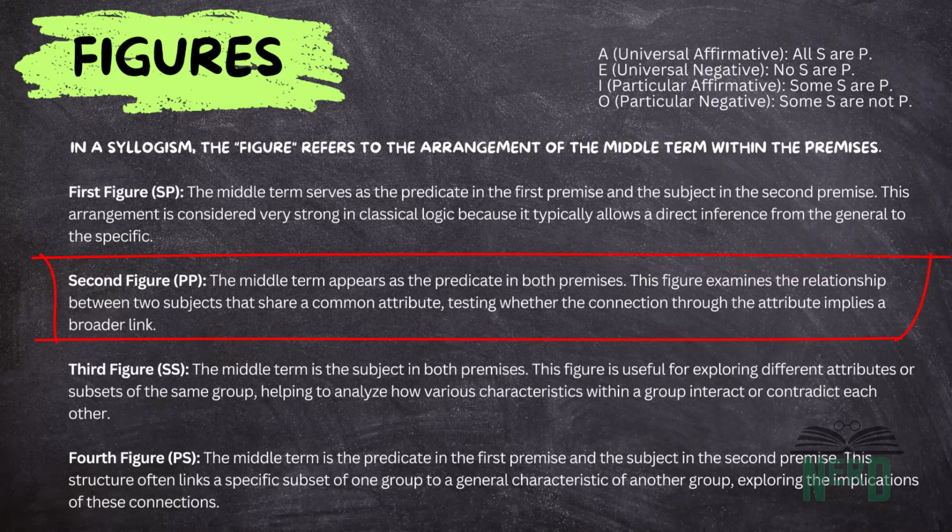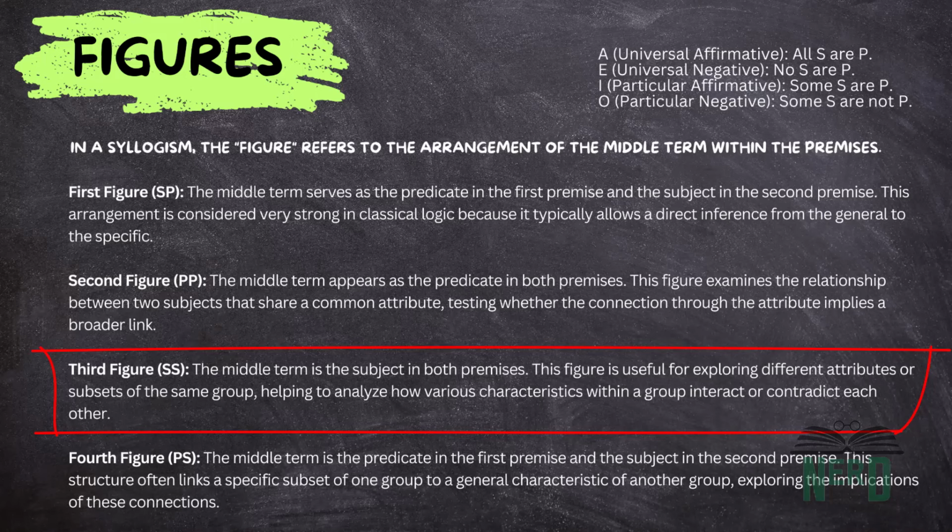Second figure, which is PP, the middle term appears as the predicate in both premises. This figure examines the relationship between two subjects that share a common attribute, testing whether the connection through the attribute implies a broader link. Third figure, which is SS, the middle term is the subject in both premises. This figure is useful for exploring different attributes or subsets of the same group, helping to analyze how various characteristics within a group interact or contradict each other.